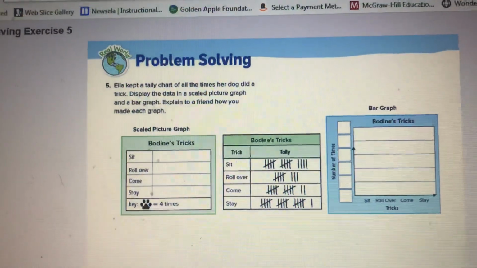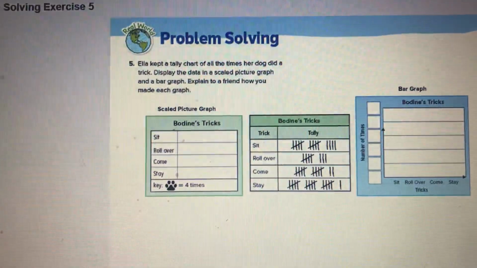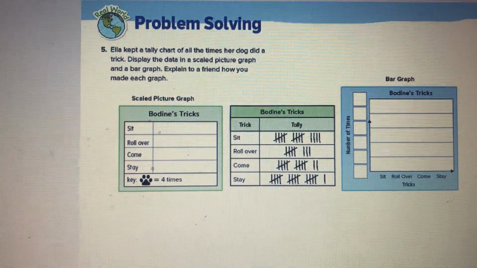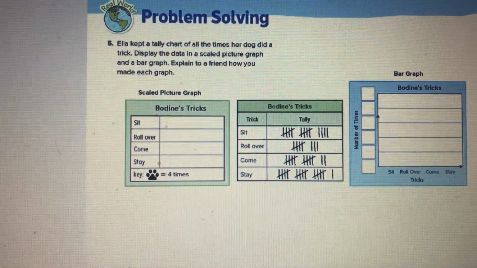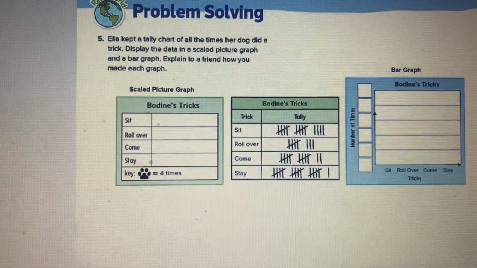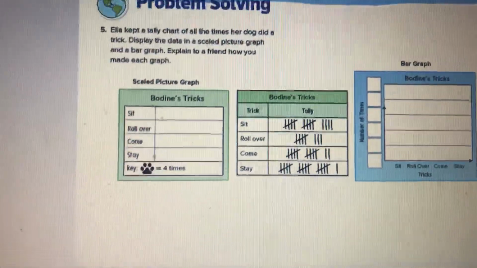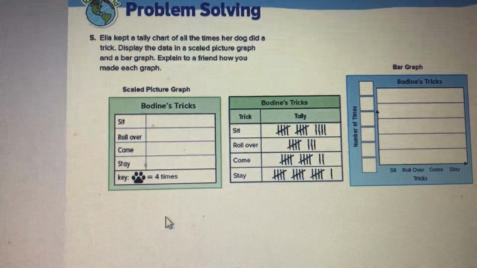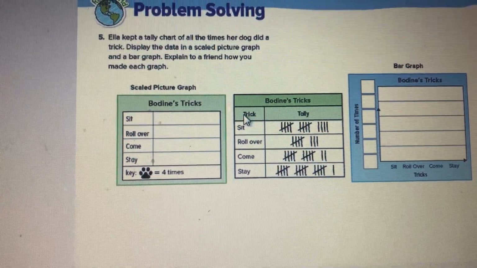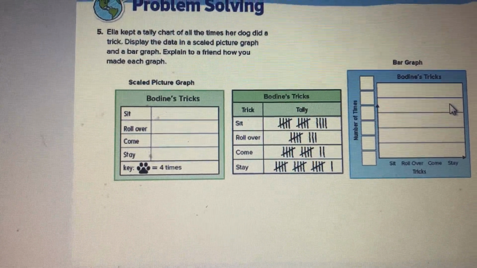Problem solving. Ella kept a tally chart of all her times her dog did a trick. Display the data in a scaled picture graph and a bar graph. Explain to a friend how you made each graph. So you can explain it to a brother or sister or your mom or dad. So you're going to take this information from here, put it here, and put it here.